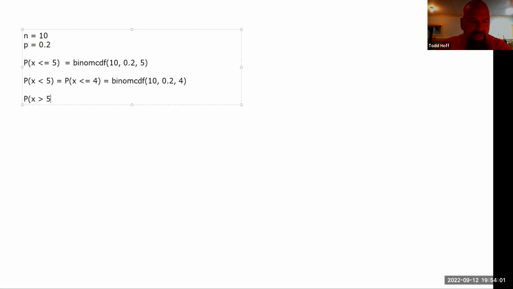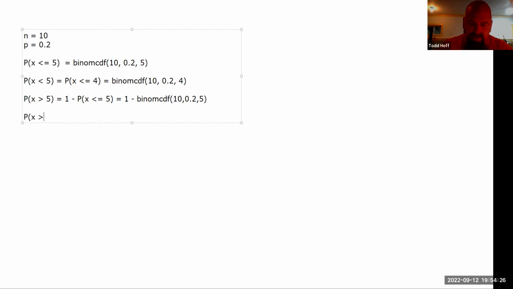Probability X is greater than 5 is the complement of probability X is less than or equal to 5. Again, since this was strictly greater than, the equal to goes in the complement. So that's 1 minus binom CDF of 10 trials, 0.2 probability of success, and 5.